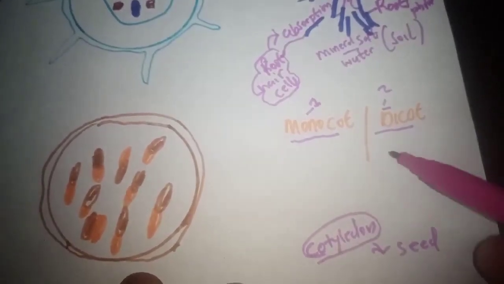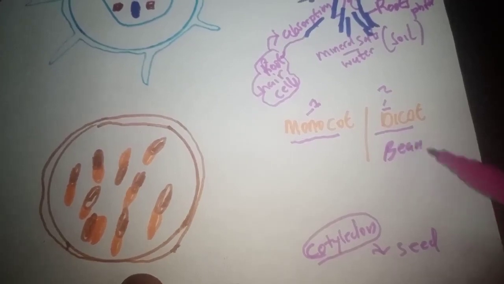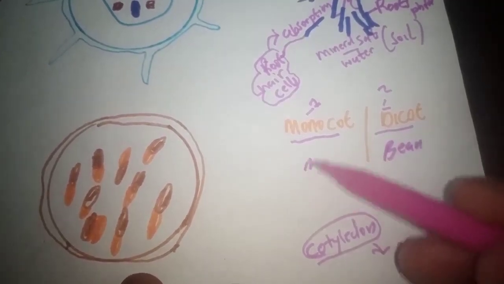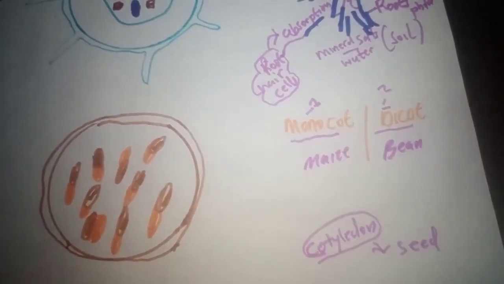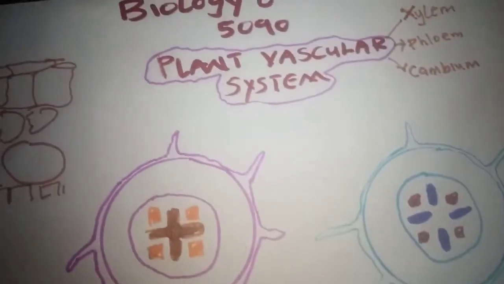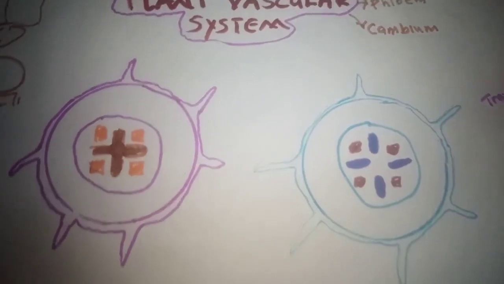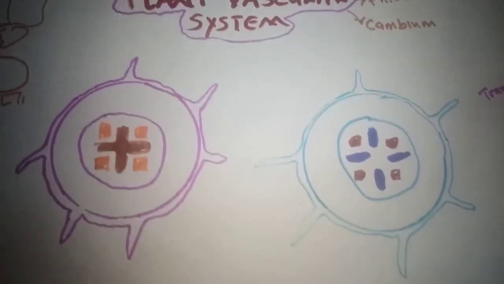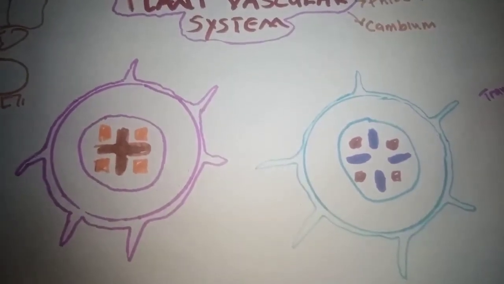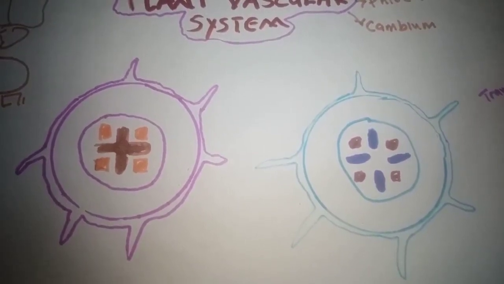For example, a bean plant is a dicot, and a maize plant is a monocot. You can research more on the other differences. So let's look at these two figures here. When you look at them, you will find them even in past papers. These are structures showing the vascular system.